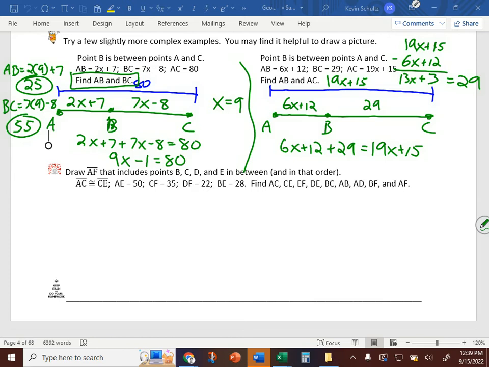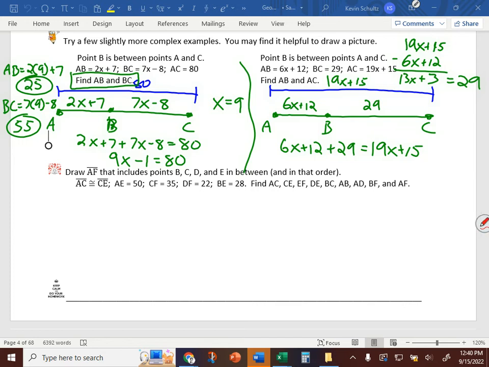Because what Arlene did was she took the whole thing, 19x plus 15, and subtracted this part of it. And if you start with a whole and subtract a part, you're left with the other part, aren't you? Yeah. So that's why it equals 29, because that's the part that's left. Right? It does mean that x equals 2. Yes. Okay. So then plug that back in for AB and AC like we did before.